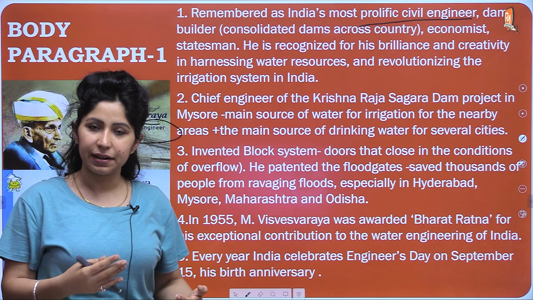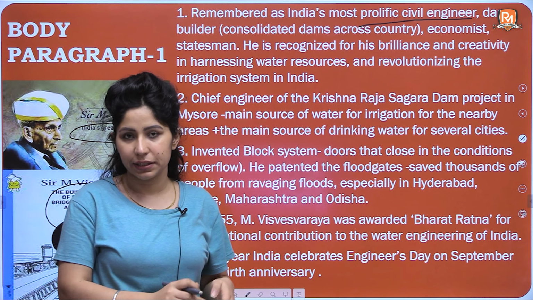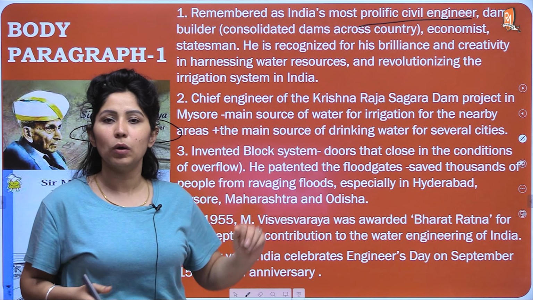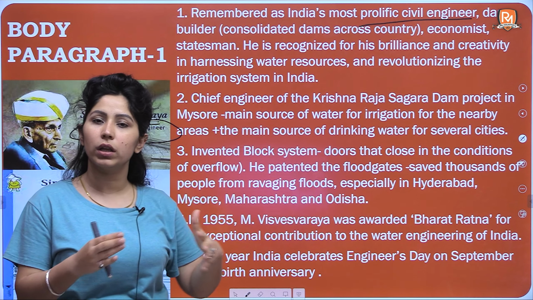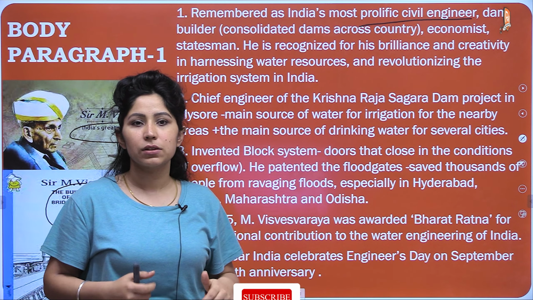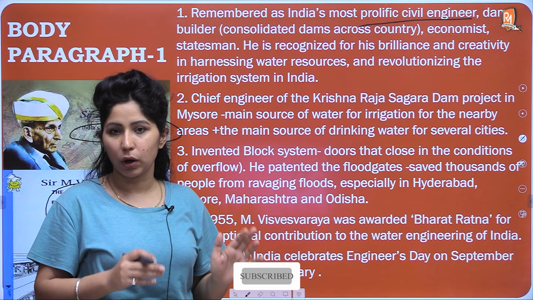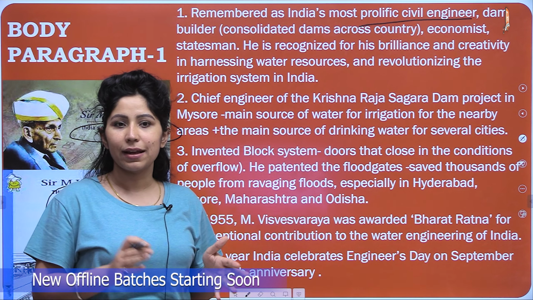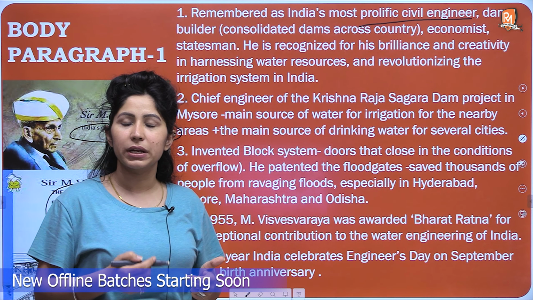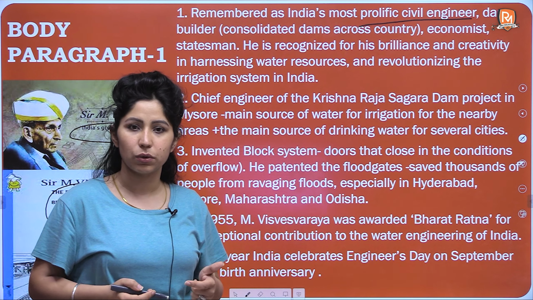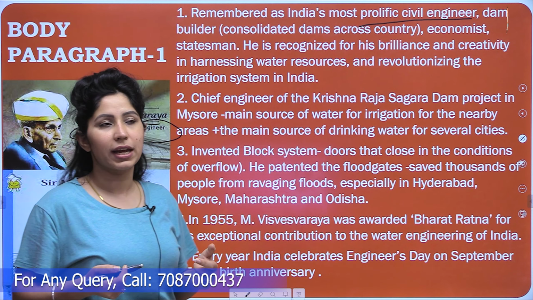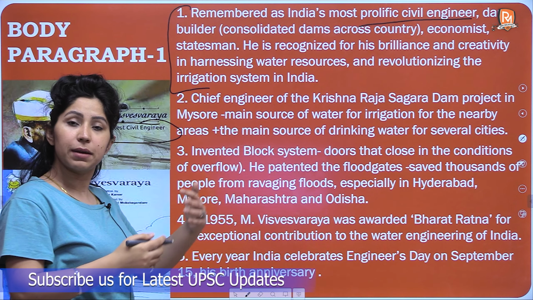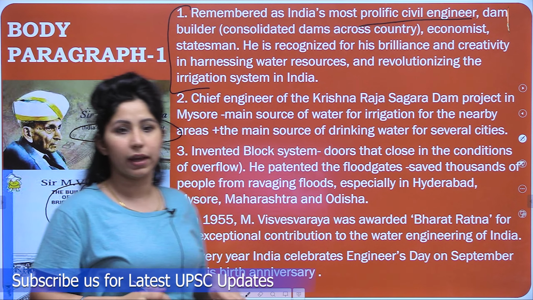In case of any scientist asked by UPSC, any Indian scientist that is part of your syllabus, just start by writing about the profession or the specialization of the scientist. So, dam builder, India's most prolific engineer, he consolidated dams across the country. Economist, statesman, he is recognized for his brilliance and creativity in harnessing water resources and revolutionizing the irrigation system in India. So, this first point gives the introduction or a brief overview of the personality we are talking about.